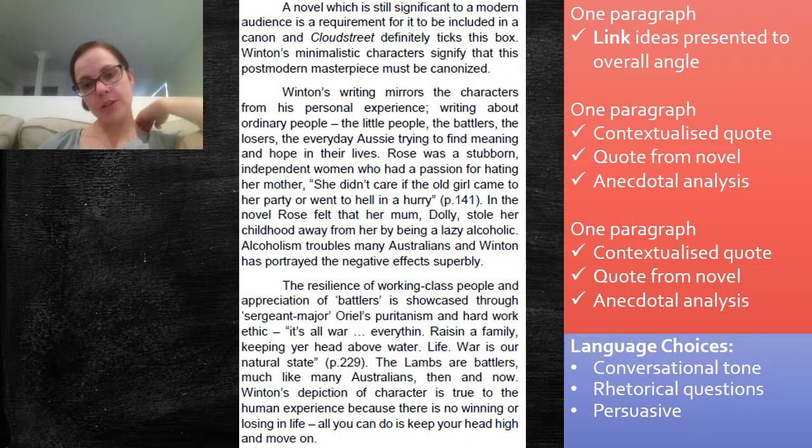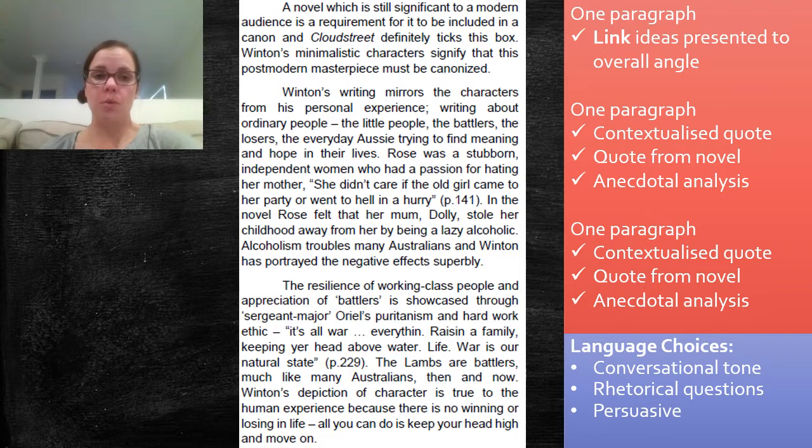Remember, after we put in your evidence and analysis, we do need to link back to angle. So we have that in a separate paragraph, as you can see here. A novel which is still significant to a modern audience is a requirement for it to be included in a canon, and Cloudstreet definitely ticks the box. Winton's minimalistic characters signify that this postmodern masterpiece must be canonized. Think about the modality that's been used there as well.